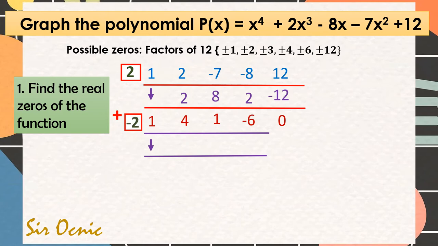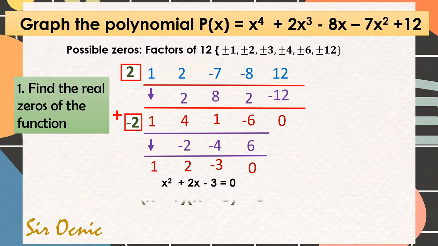Let us try negative 2. Bring down 1, times negative 2 is negative 2, plus 4 is 2, times negative 2 is negative 4, plus 1 is negative 3, times negative 2 is 6, plus negative 6 is 0. Therefore, negative 2 is also a zero of the function. Rewriting the numerical coefficients in polynomial form, we will then have x squared plus 2x minus 3.